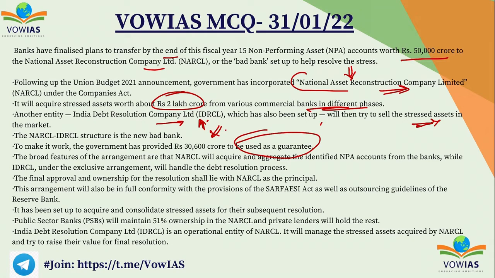The broad features of the arrangement are that the NARCL will acquire and aggregate the identified NPA accounts from the banks, while the IDRCL under its exclusive arrangement will handle the debt resolution process. So this NARCL is the first step, and the second step is the IDRCL. Final approval and ownership for the resolution shall lie with the NARCL as the principal.